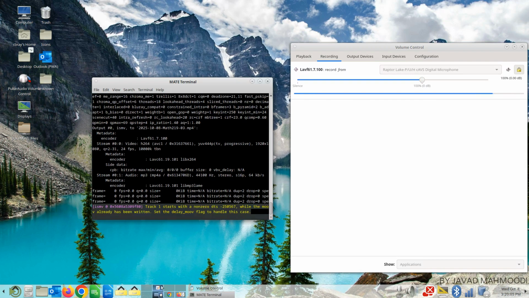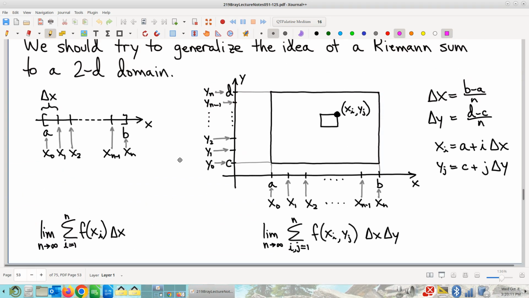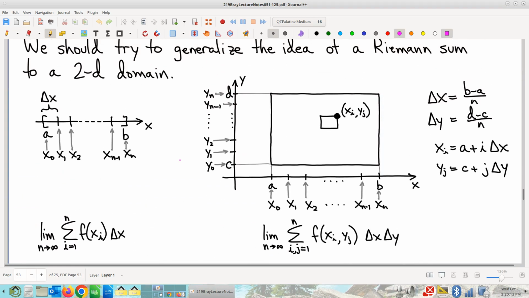Okay, off we go. So last time we were talking about how to extend this previous idea we had of a Riemann sum. Here is our single variable, or single index, Riemann sum, because there's a single index i that goes from 1 to n.